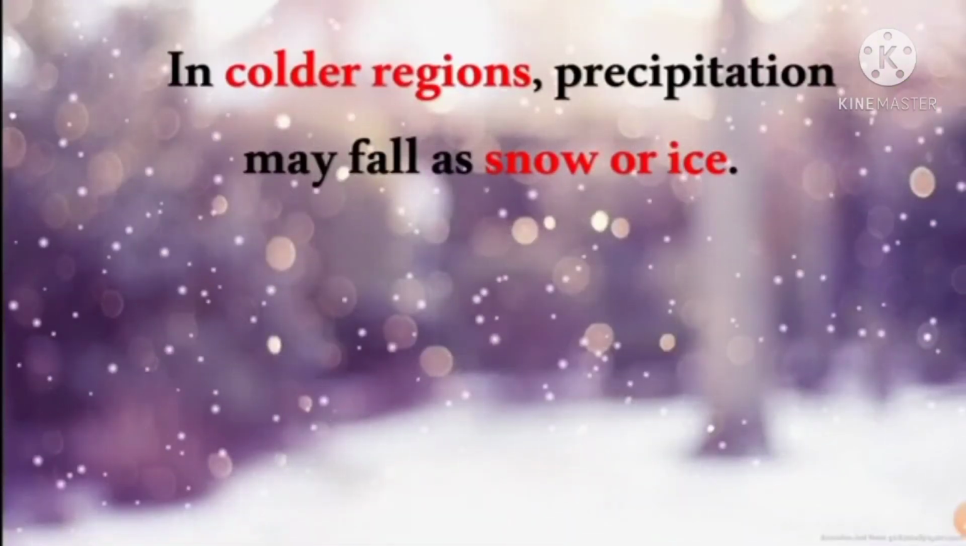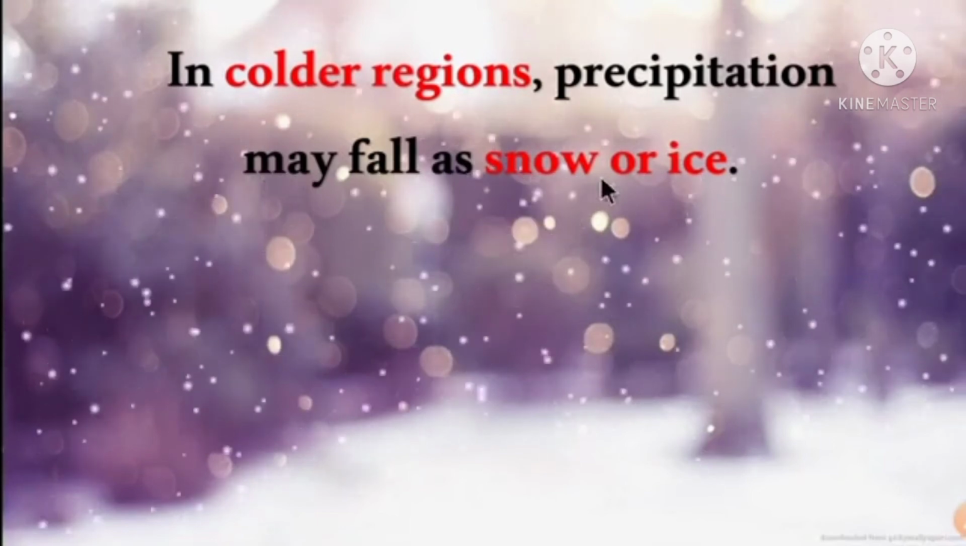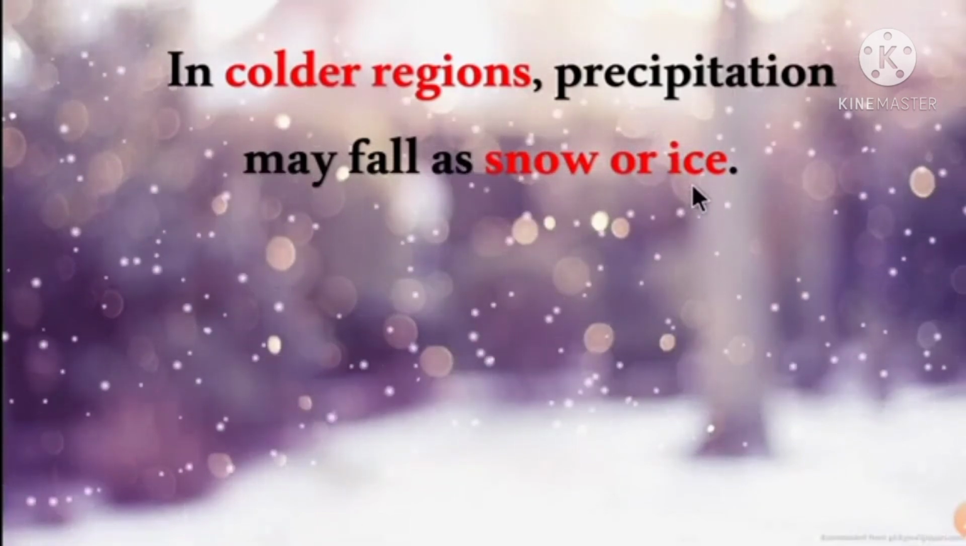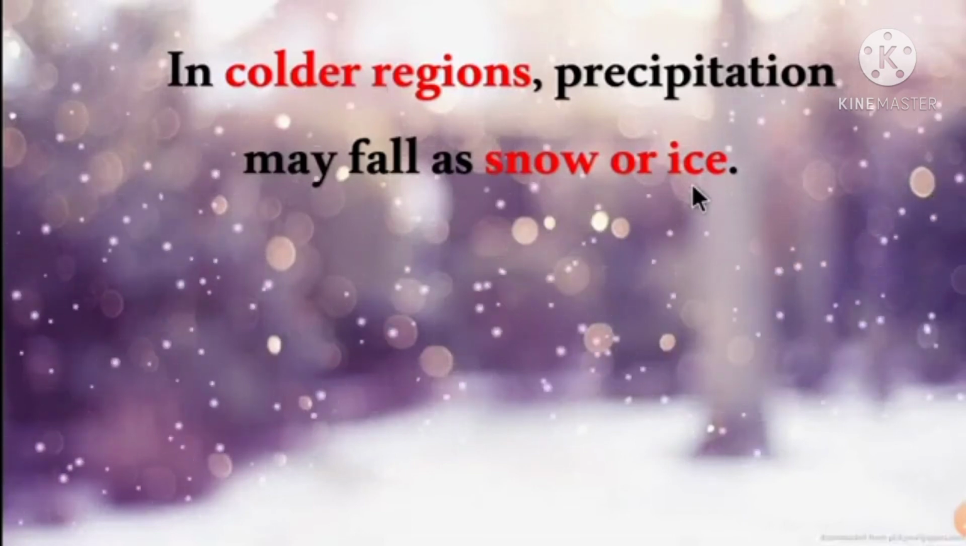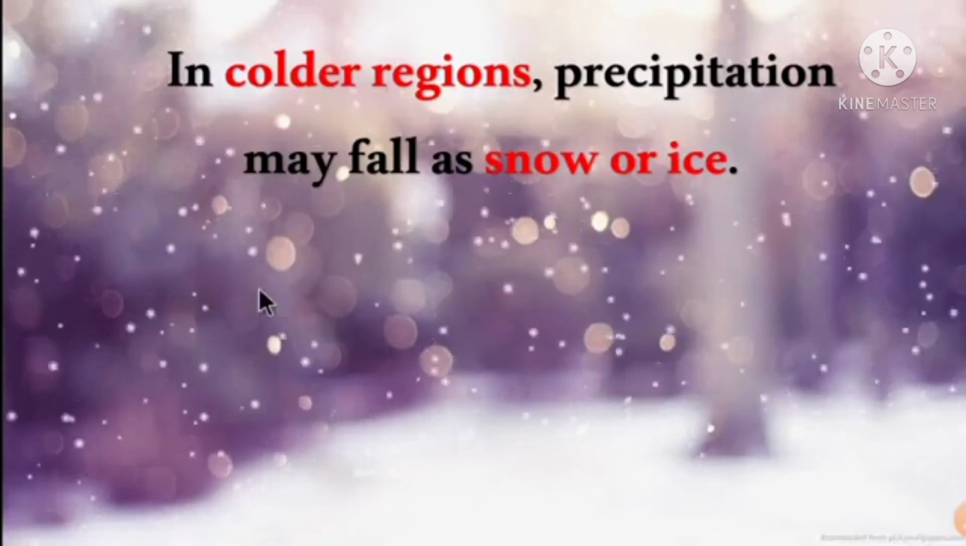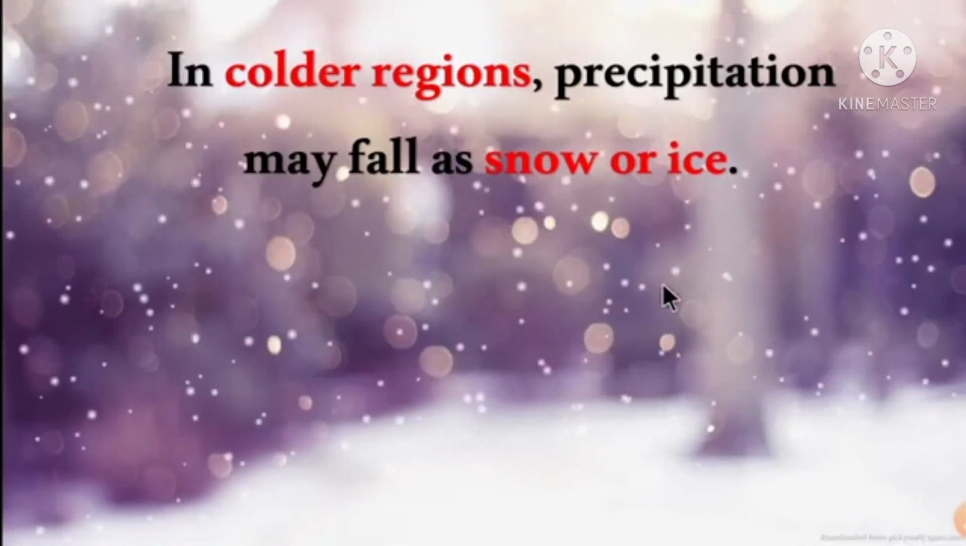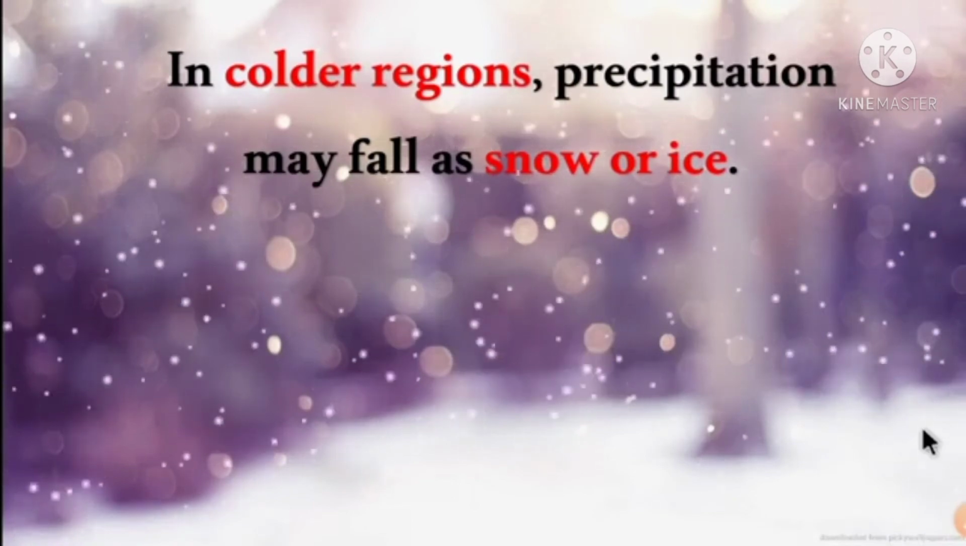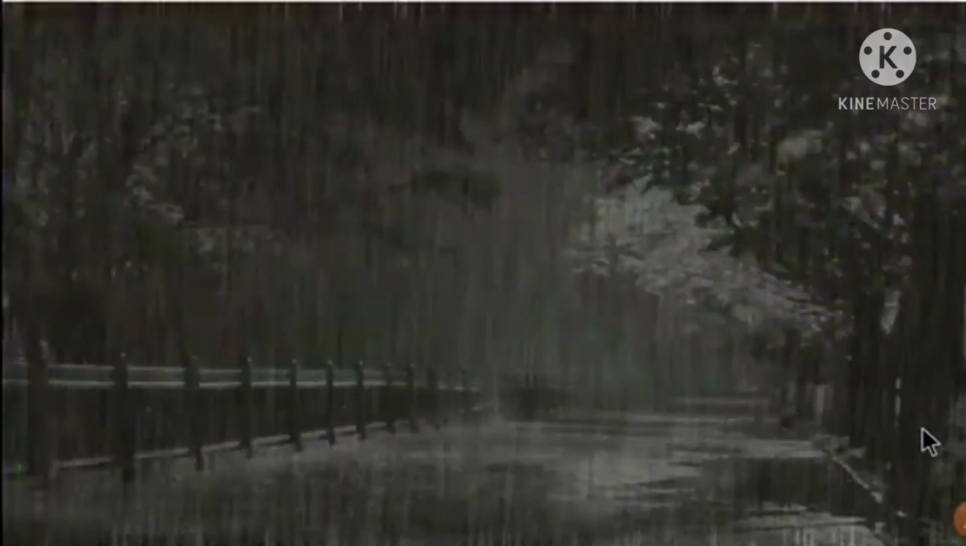In colder regions, precipitation may fall as snow or ice. So, in warmer regions, the precipitation occurs in the form of rain or drizzle, whereas in colder regions, precipitation may fall as snow or ice.